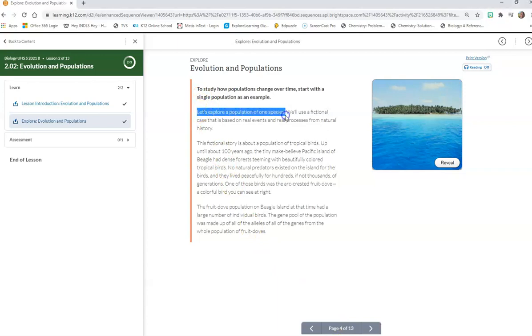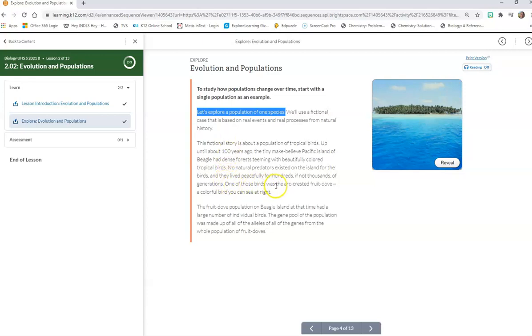It says, let's explore a population of one species. We'll use a fictional case that is based on real events and real processes from natural history. This fictional story is about a population of tropical birds. Up until about 100 years ago, the tiny make-believe Pacific island of Beagle had dense forests teeming with beautifully colored tropical birds. No natural predators existed on the island for the birds, and they lived peacefully for hundreds, if not thousands, of generations.